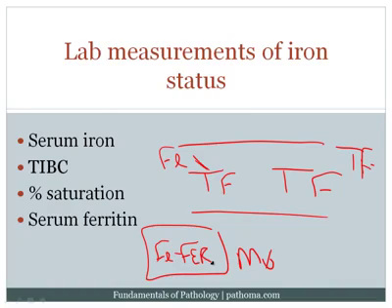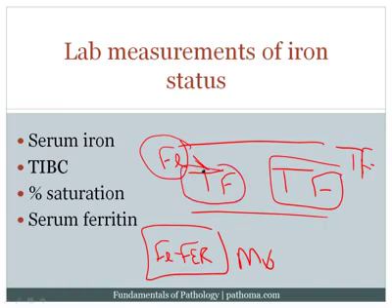So for example, if we want to know how much iron is in the blood, we can measure the serum iron. If we want to know how many transferrin molecules are present in the blood, whether they be bound or not doesn't matter, we can measure something called the TIBC, which is the total iron binding capacity. It tells you how many transferrin molecules are present in the blood.